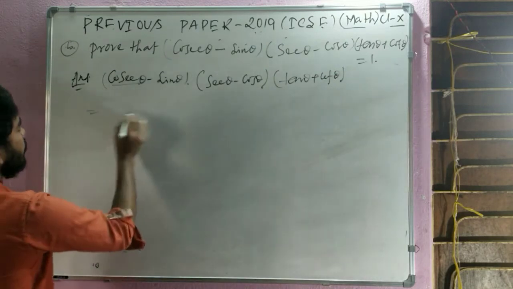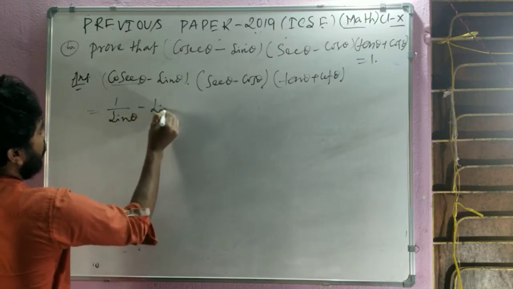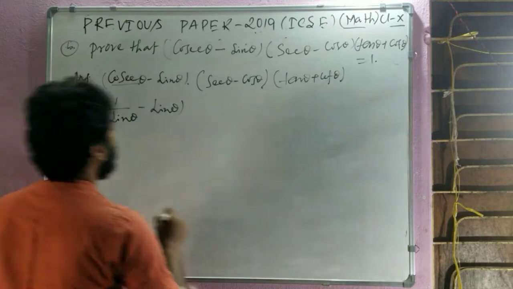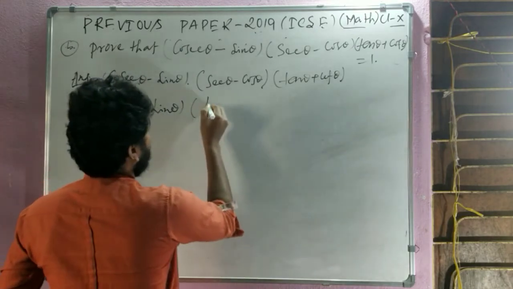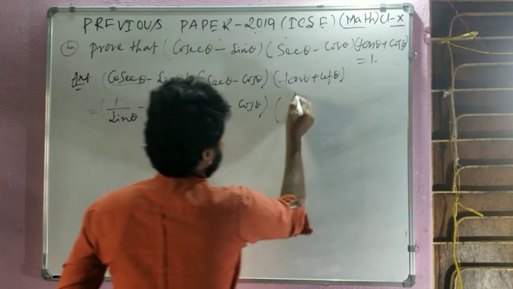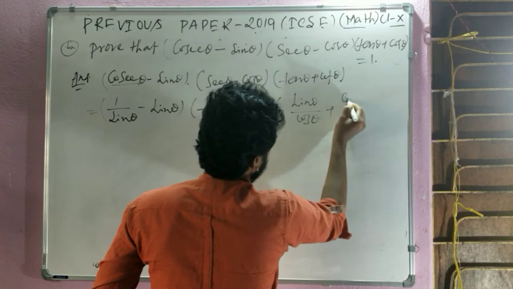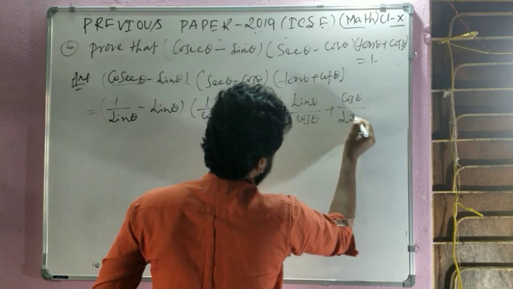Cosec theta minus sin theta. Cosec theta means 1 by sin theta minus sin theta, because cosec theta is the reciprocal of sin theta. Sec theta is the reciprocal of cos theta. Tan theta means sin theta by cos theta. And cot theta means cos theta by sin theta.